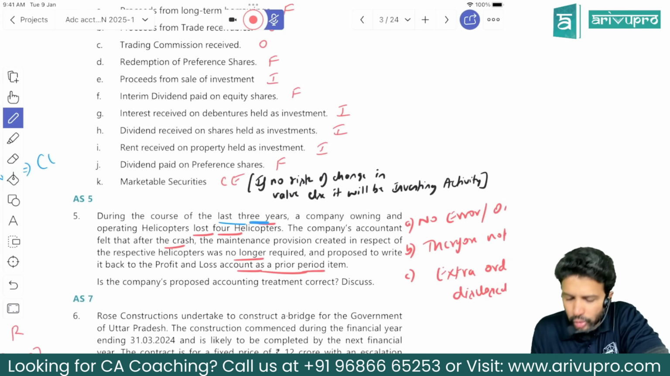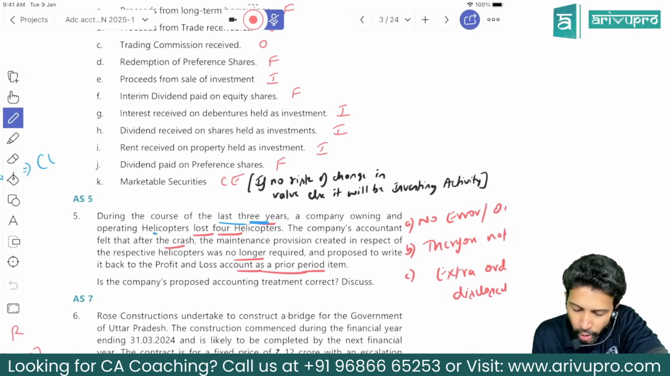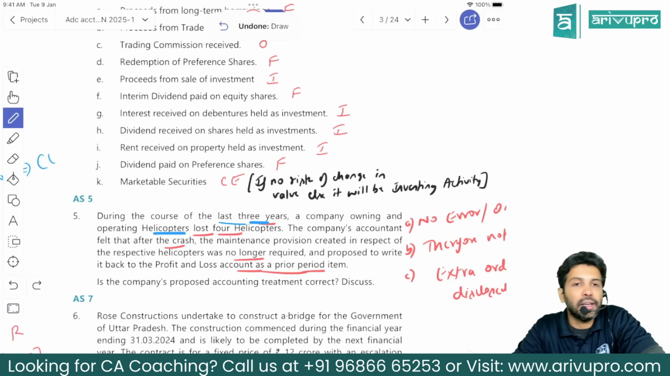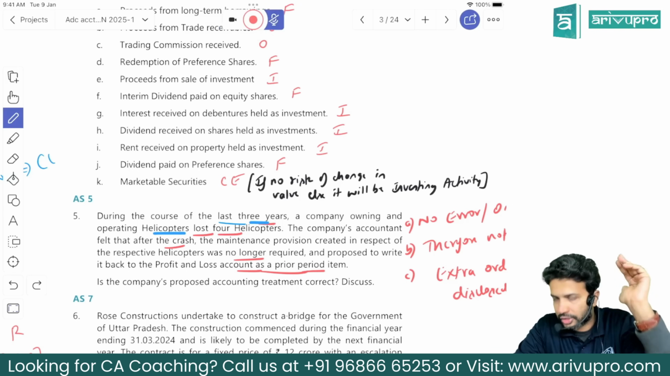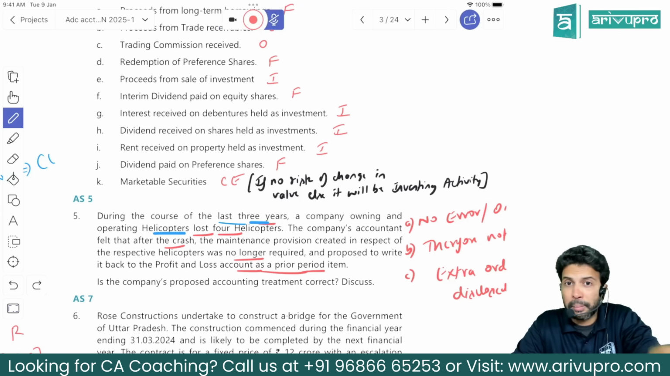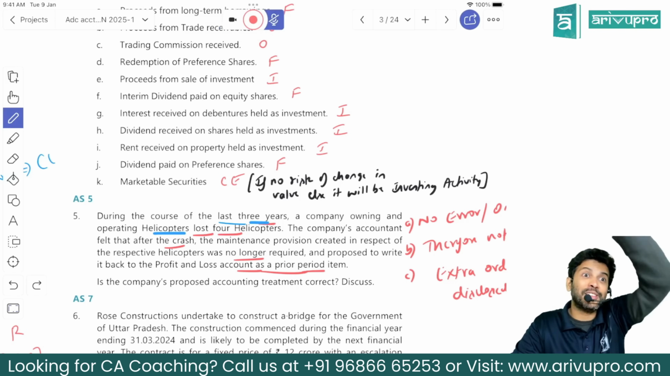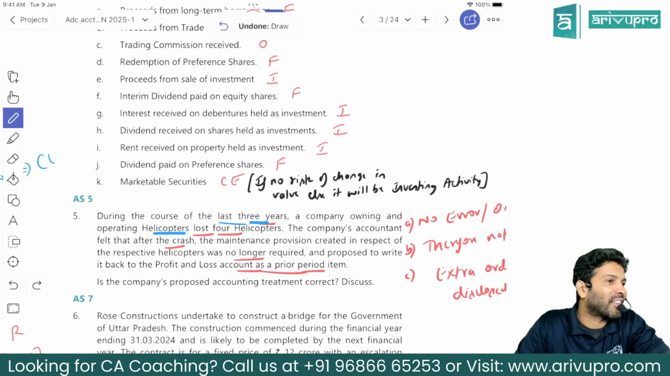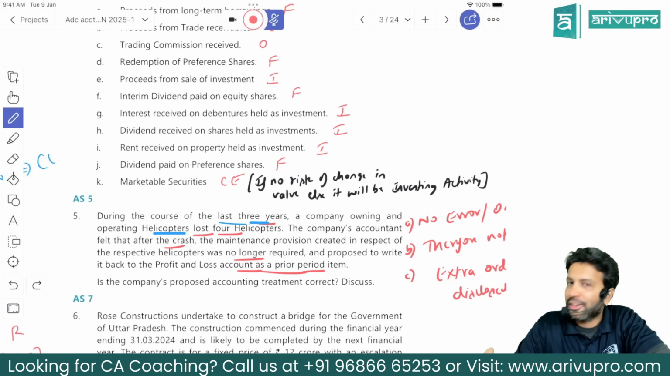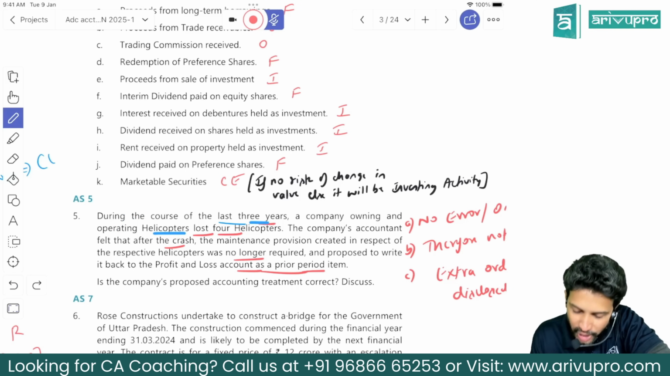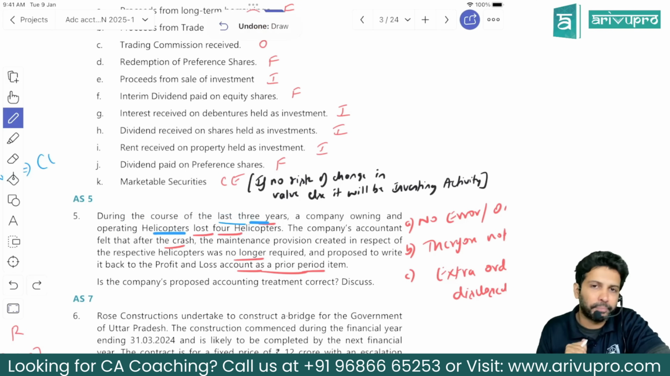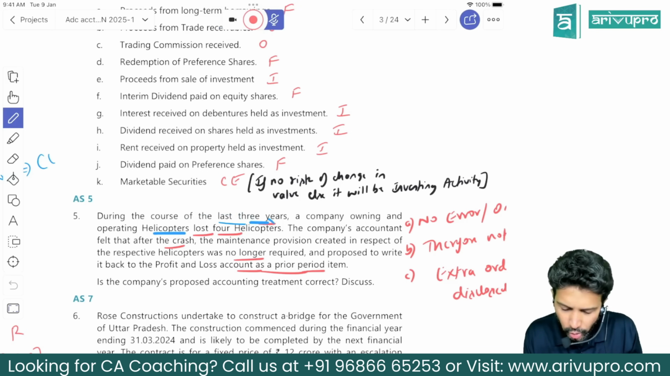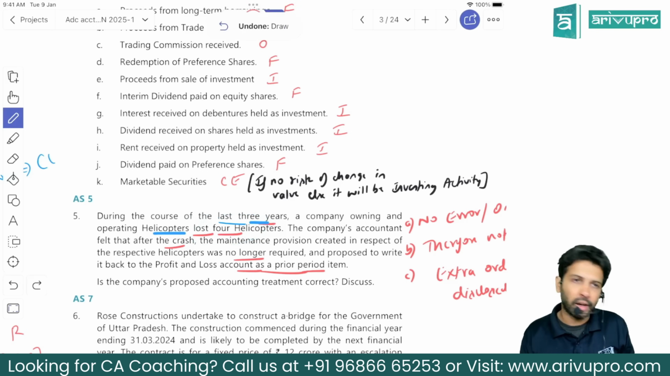All right. During the course of last 3 years, company owning and operating helicopters lost 4 helicopters. So this particular company is operating helicopters. Even our big people now don't go by road. They always travel by air now. So maybe this company gives Ola Uber service, not through car, but through helicopter. But unfortunately, it was a wrong year for us. Crashed or whatever, we have lost 4 helicopters. Maybe how many we have, we don't know. Totally we have lost in the current year 4 helicopters.